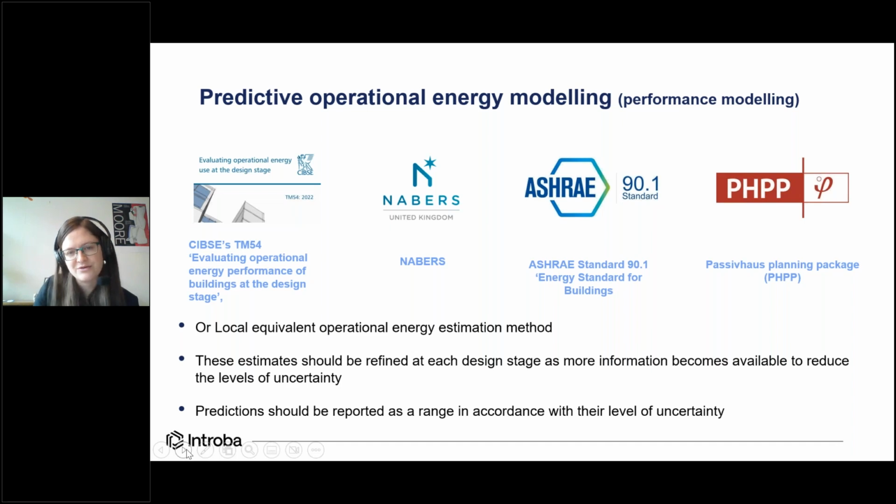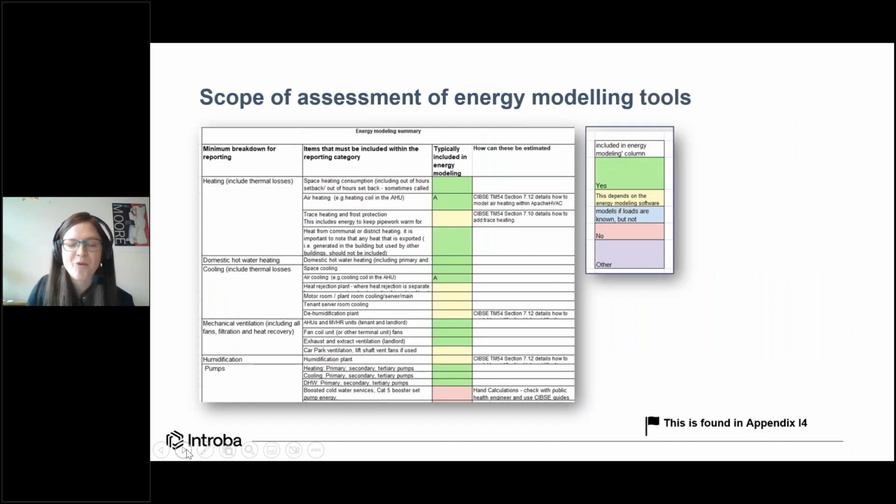Currently in the UK, compliance modelling using Part L 2021 isn't predictive enough, so it doesn't predict the actual operational energy consumption. So you can't use that within whole life carbon assessments. What we've done is provide really handy cheat sheets, I suppose, which describe the scope of the items within the energy categories: what are they typically included within predictive energy modelling tools or not?